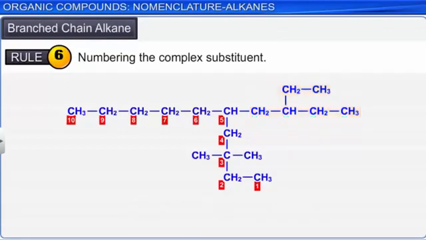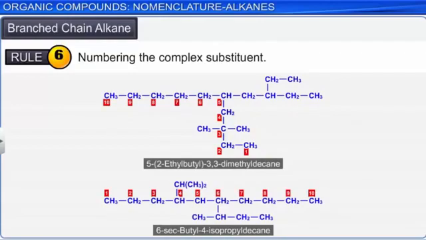The use of prefixes such as iso, secondary, and tertiary for naming the substituents, that is, the alkyl groups, is allowed in the IUPAC nomenclature, but such alkyl groups should not be further substituted.